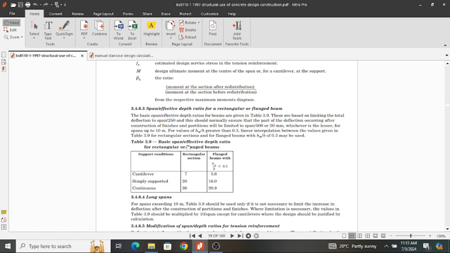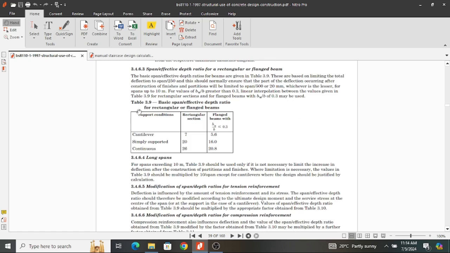Therefore, I could say that our deflection is supposed to be less than 20 millimeters for spans up to 10 meters. For values of bw over b, this is the breadth, greater than 0.3, linear interpolation between the values given in table 3.9 for rectangular sections and for flanged beams with bw over b of 0.3 may be used. So sometimes we could interpolate between these values to get what is required. And table 3.9 is the basic span over effective depth ratio for rectangular or flanged beams, and this is what we are going to use also for our staircase.